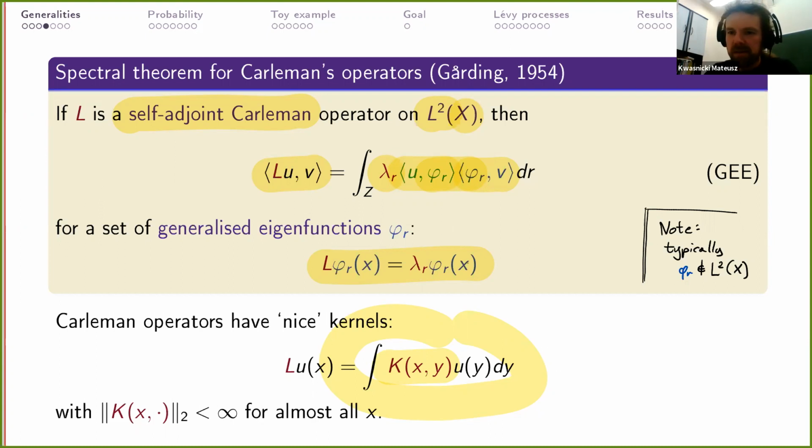Of course, this is very inexplicit. I mean, unless we know something very informative about operator L, we can't really say what phi r are, but still it gives you some information about the operators.